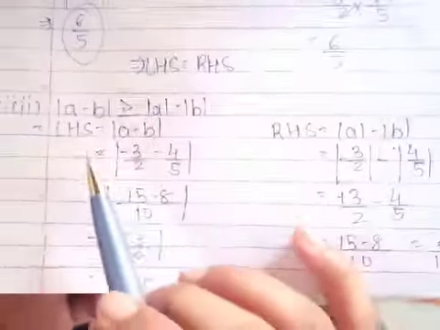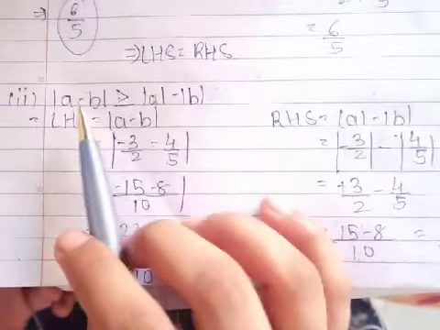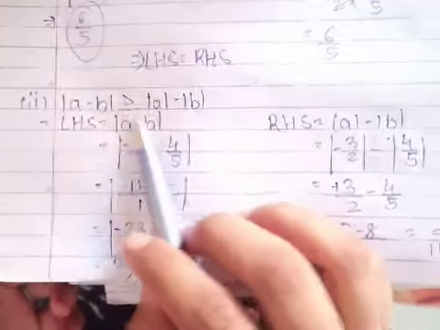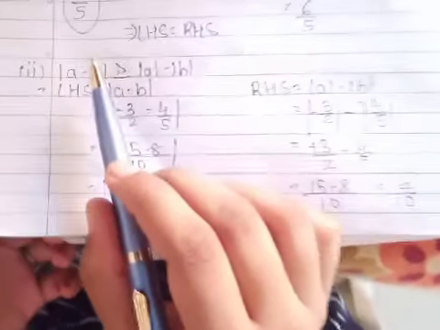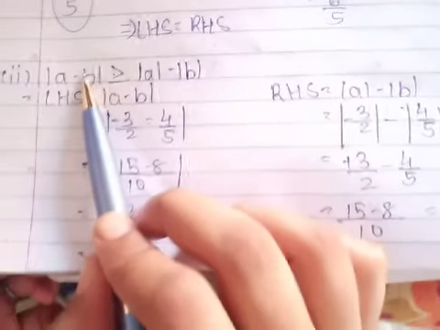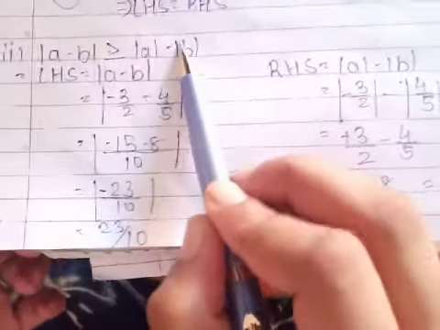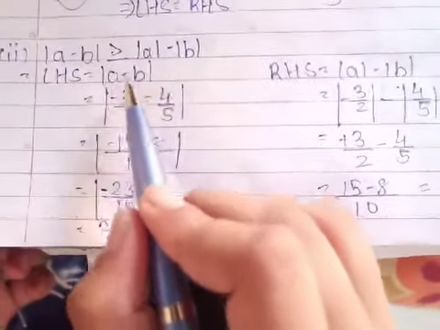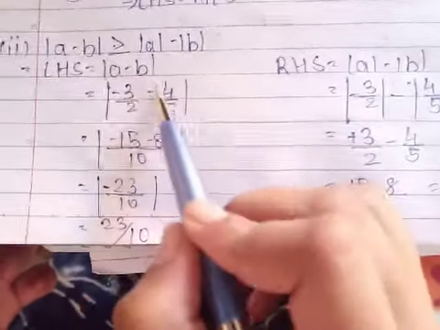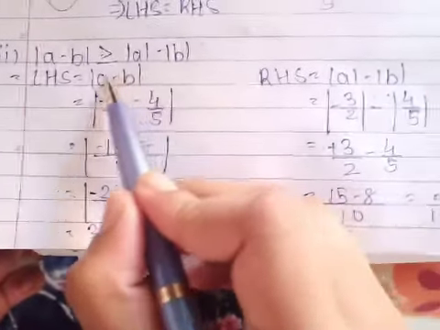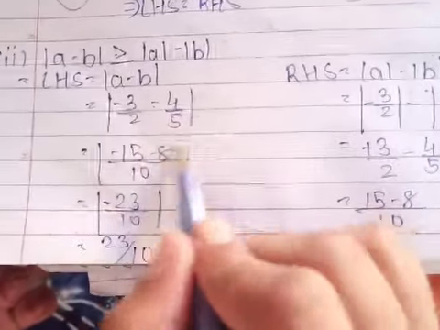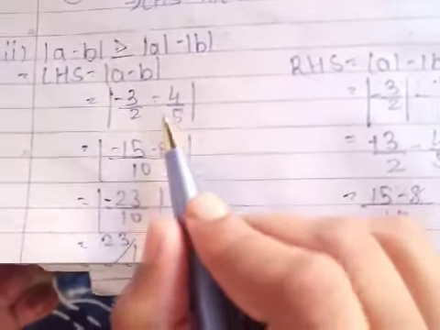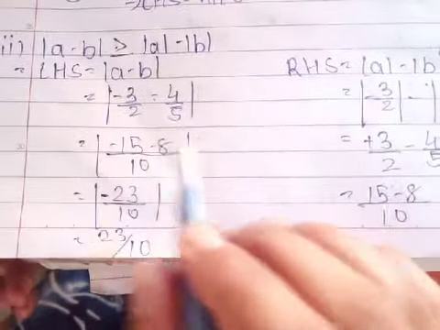Now let's do the second question. Mod A minus B is greater than or equal to mod A minus mod B. So you have to check whether LHS is greater than or equal to RHS. Let's do it. LHS is mod A minus B. A is minus 3 by 2 and B is 4 by 5. The sign here is minus. Here you can see the denominators are not the same, so you have to take the LCM of 2 and 5. LCM of 2 and 5 is 10.